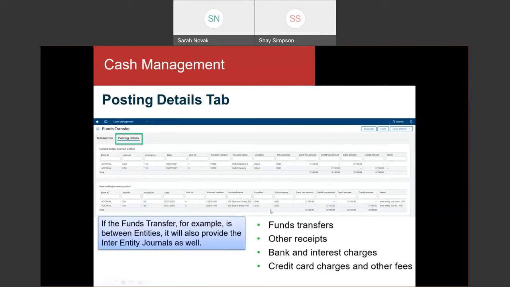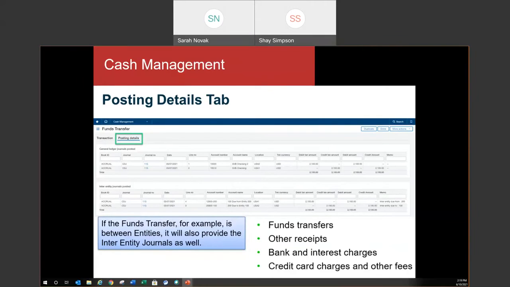All right, cash management. We now have this posting details tab. I think this came out in R1, but we have more functionality in terms of where it is applicable: fund transfers, other receipts, bank and interest charges, and credit card charges and other fees. What this is going to show us is our GL posting entry, exactly what it's debiting and crediting.